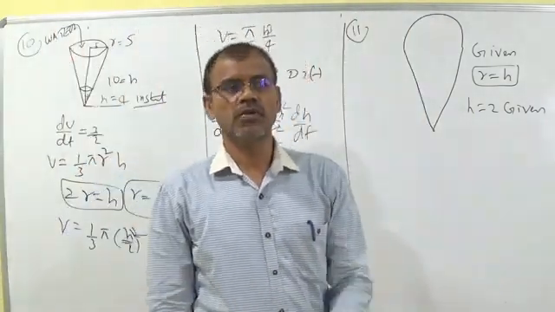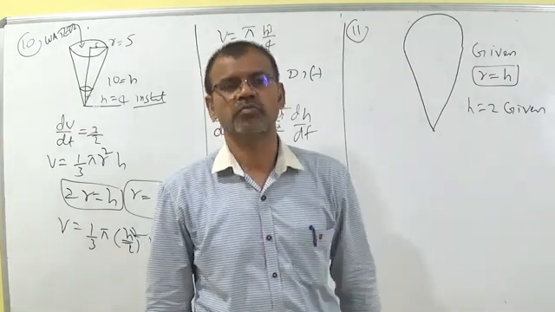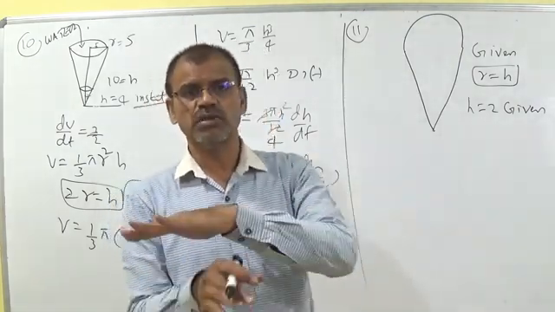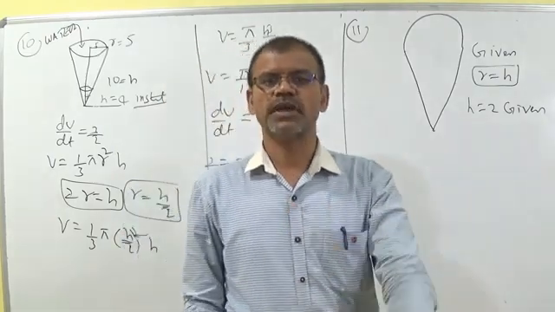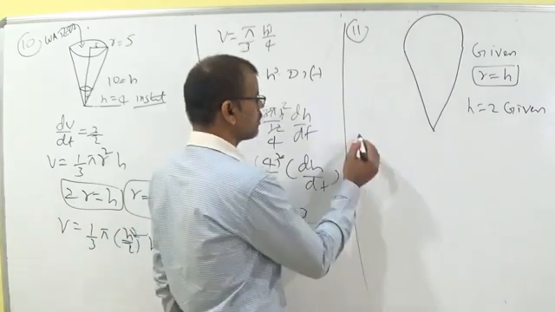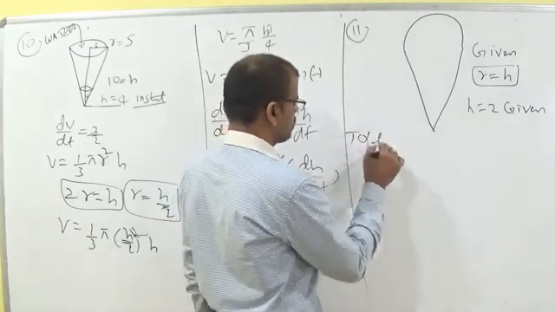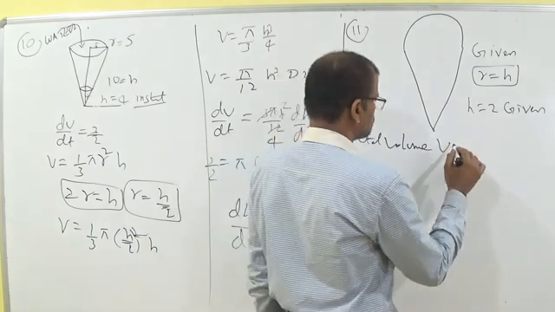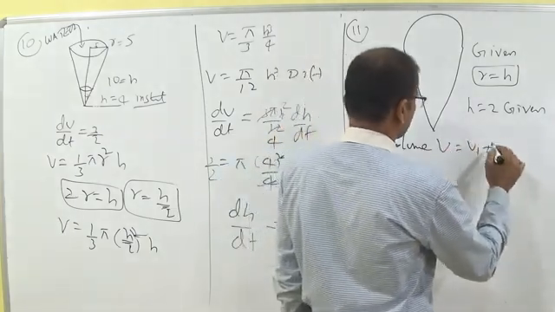What is the volume of sphere? The formula is 4/3 πr³. What is the volume of hemisphere? Hemi means half, so half of 4/3 πr³ is 2/3 πr³. So the total volume, you write, total volume V is equal to V1 plus V2.